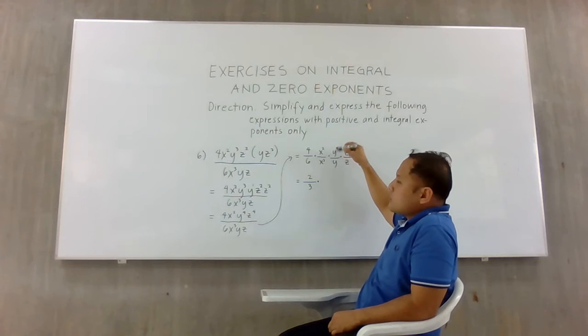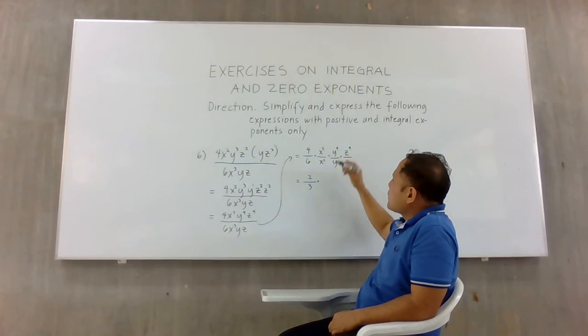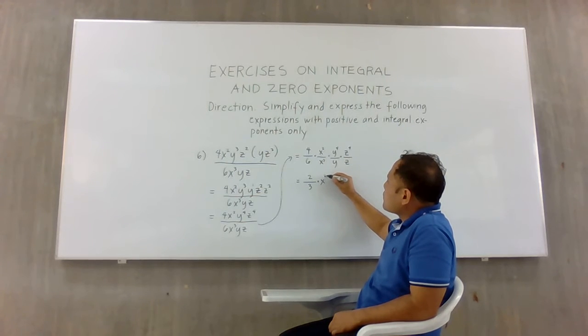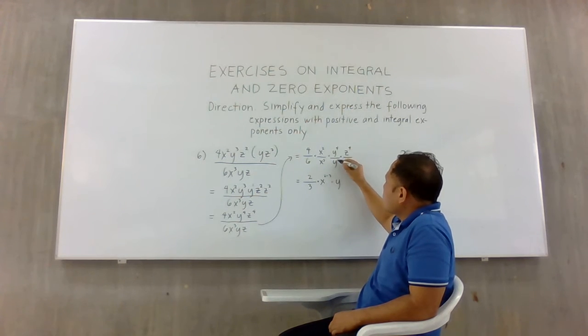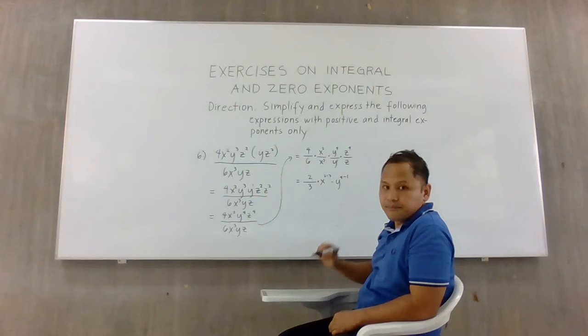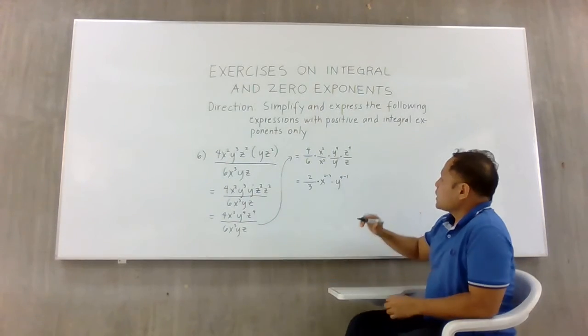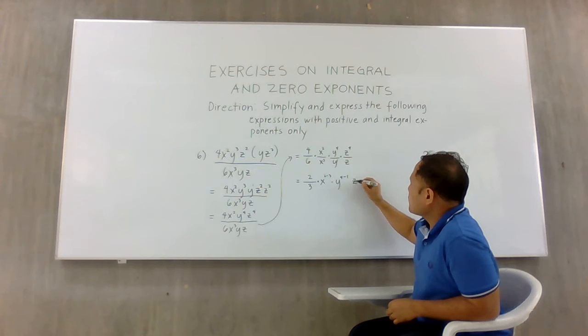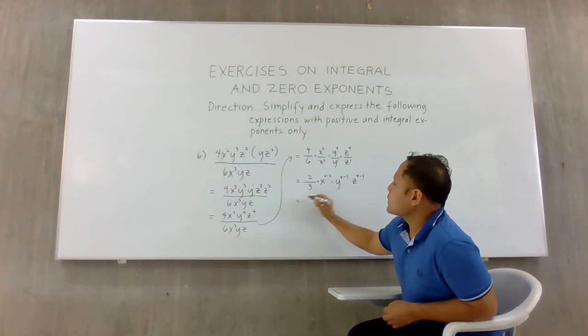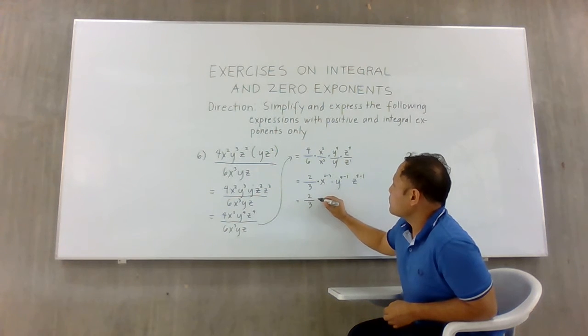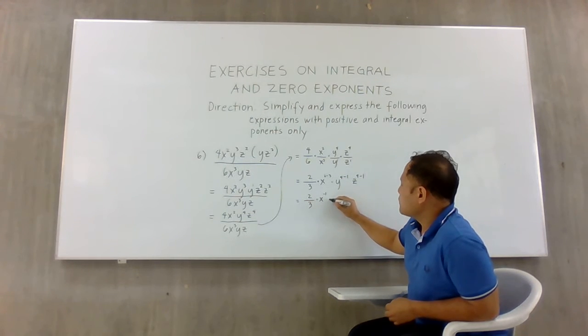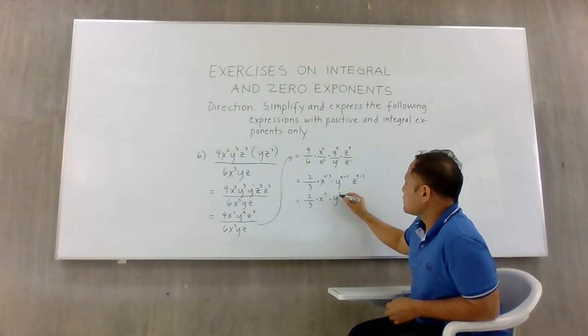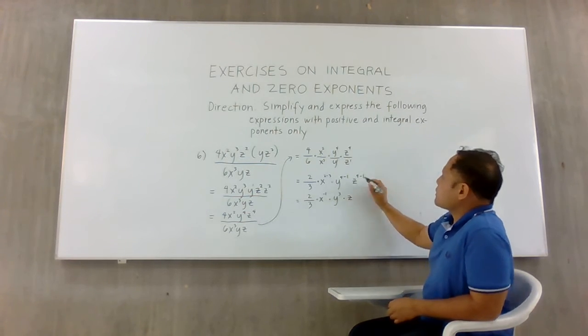And let us apply the law of exponent. So we copy the same base x, we subtract 2 minus 3. Copy the same base, y, we subtract 4 minus 1. And we copy the same base, z. 4 minus 1. Let's proceed. So 2 thirds times x, 2 minus 3, that is negative 1. Then y, 4 minus 1, that is 3. z exponent 4 minus 1, that is 3.